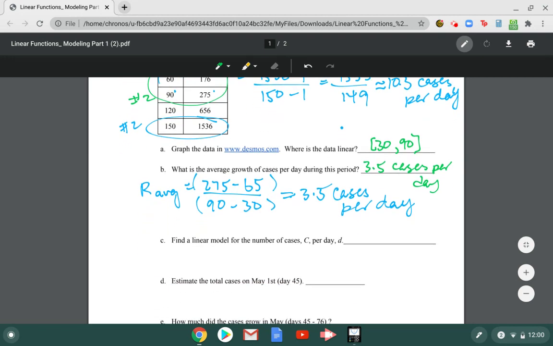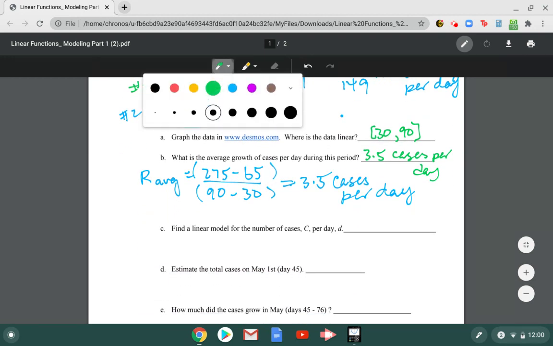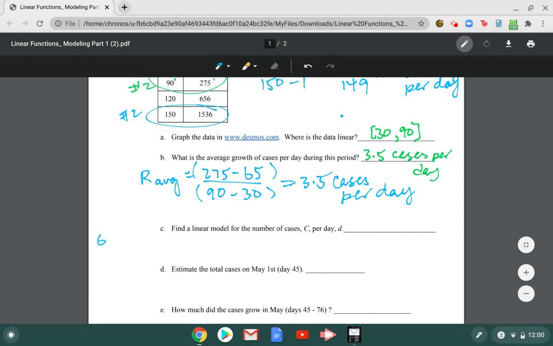Now we want to find the linear model. As I'm looking for a linear model, it means that my goal is really slope-intercept form. So my goal is y equals mx plus b. But I'm really doing cases and days. So it's going to be cases as a function of day is m times d plus b.